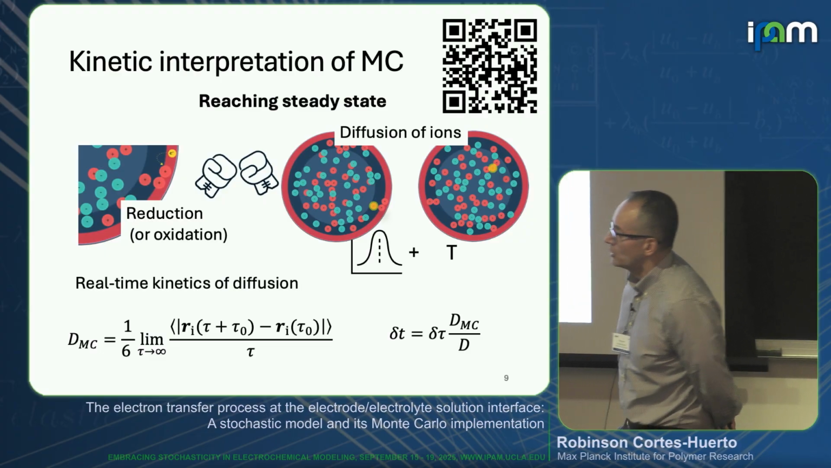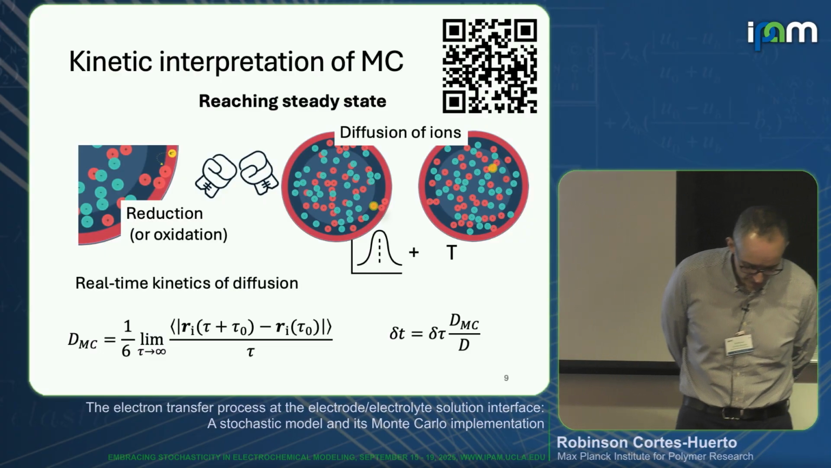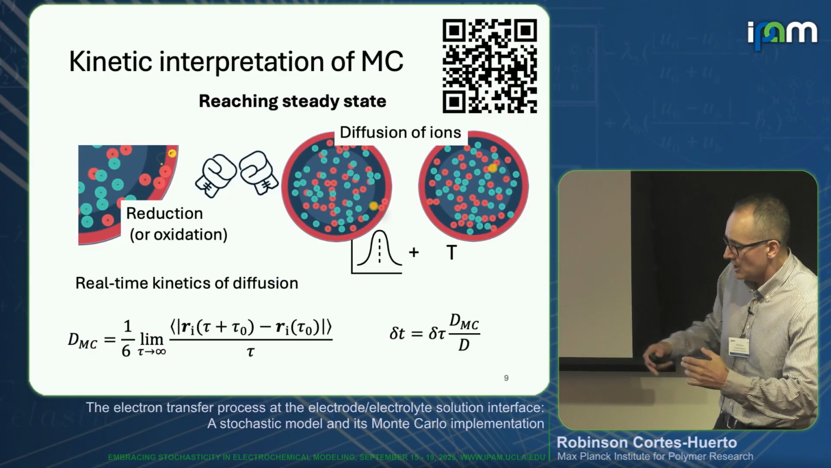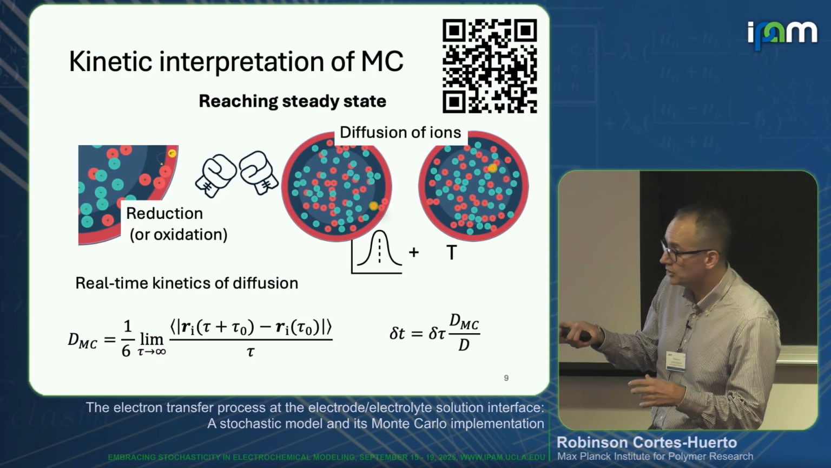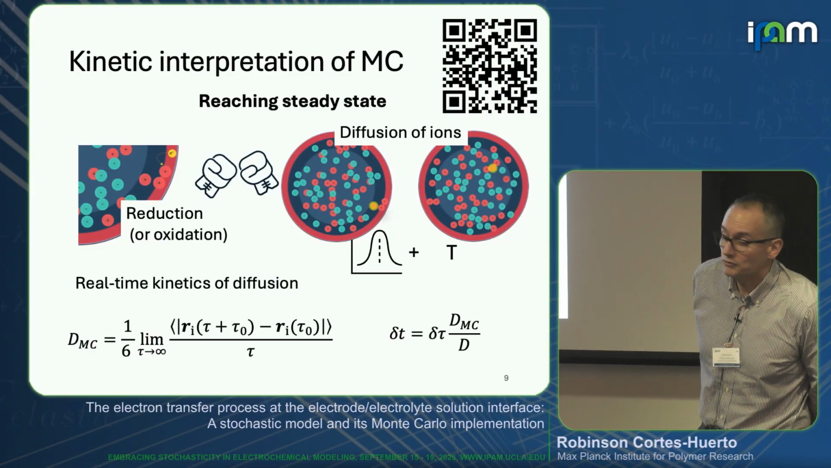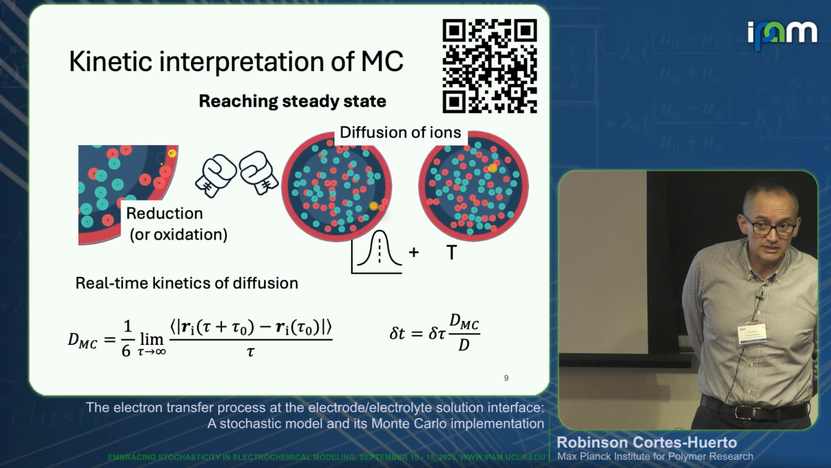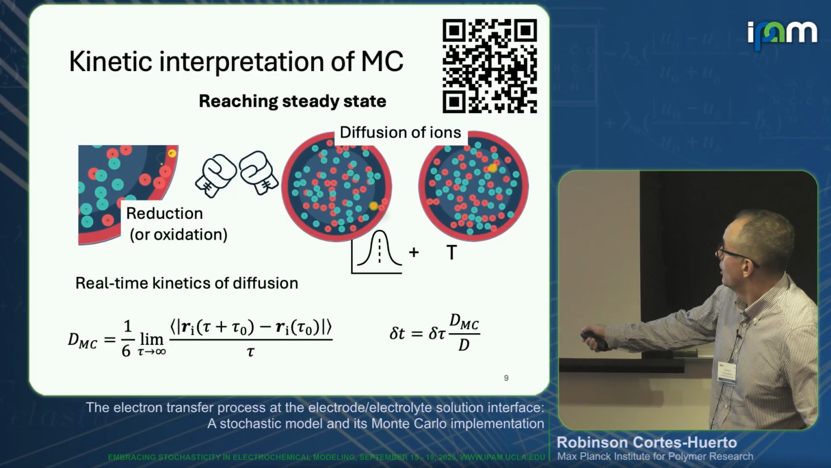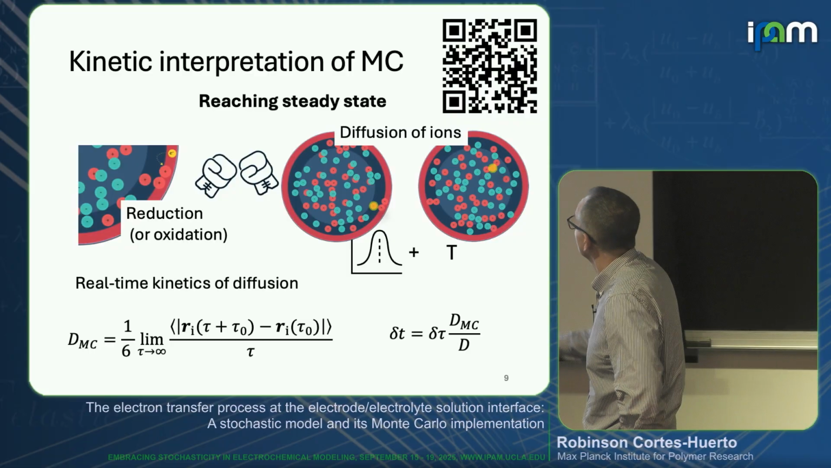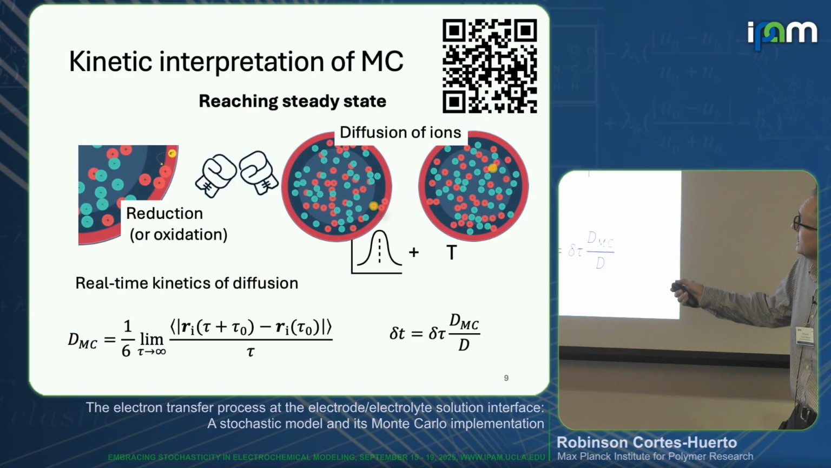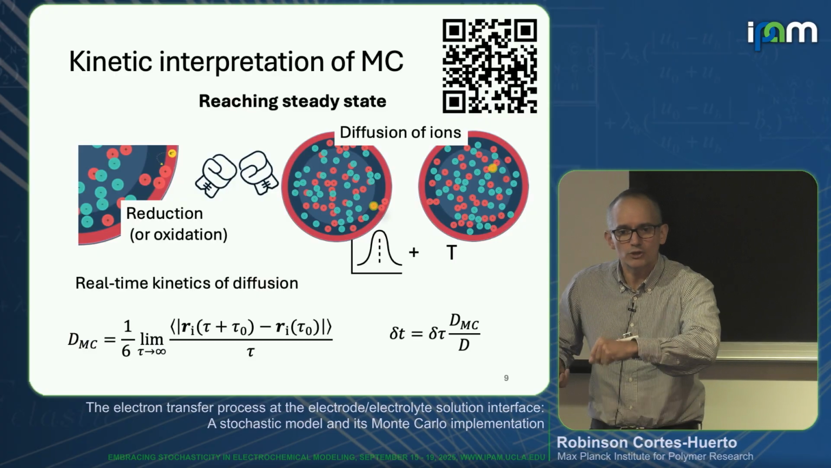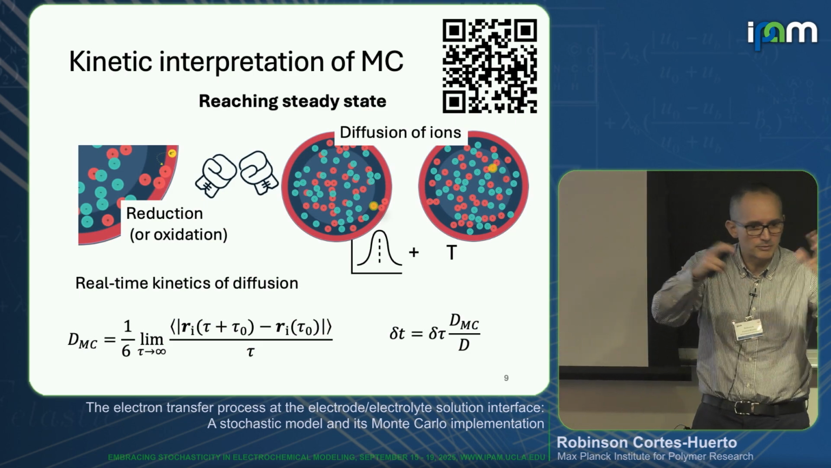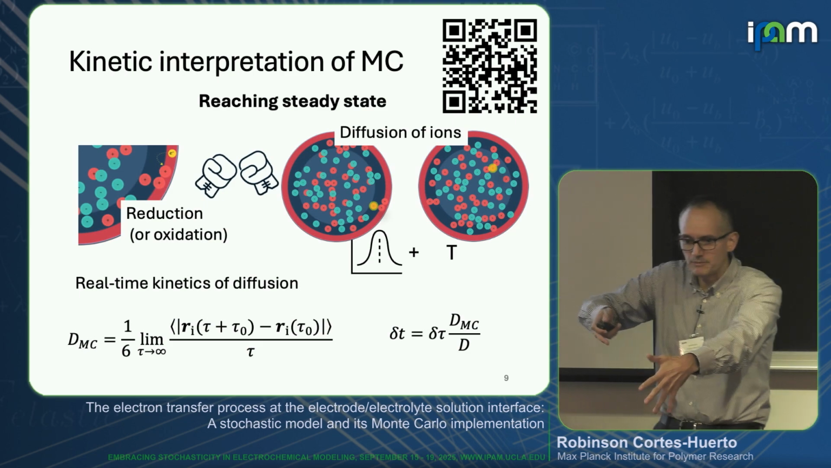Okay, so now we go to the kinetic interpretation of Monte Carlo. So then, as I say, we have a competition between this electron transfer and ionic diffusion. The diffusion of ions is a kinetically activated process. That means it depends on some energy barriers and temperature. But actually, we can relate the time, the Monte Carlo time. Every time you perform a Monte Carlo step, you have a time associated to it.